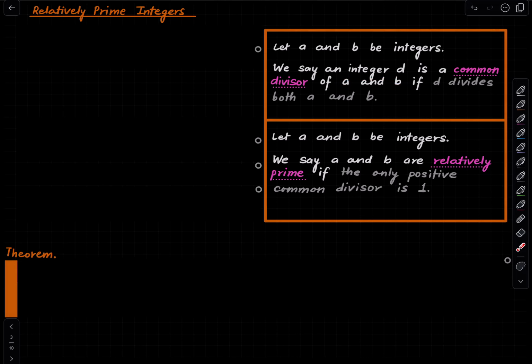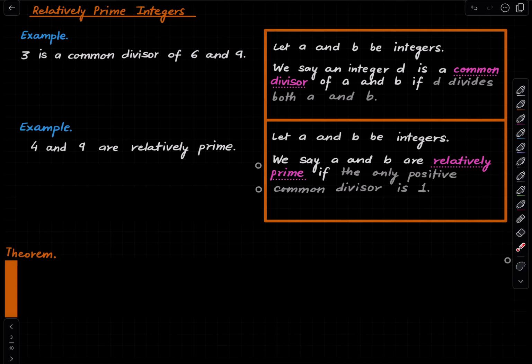We will say that the two integers a and b are relatively prime if the only positive common divisor that you can find is 1. So they do not share common divisors, so to say. Of course, if 1 is a common divisor, -1 is also there, but that's kind of spurious. Let's look at some examples. So here is a very simple example. 3 is a common divisor of 6 and 9 because it divides both of them.